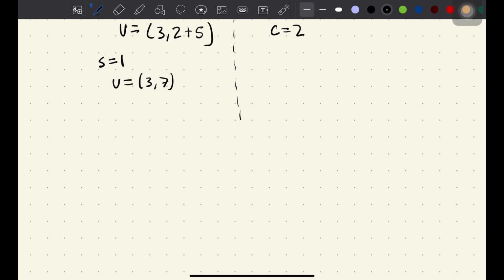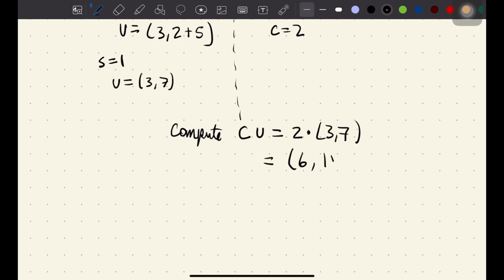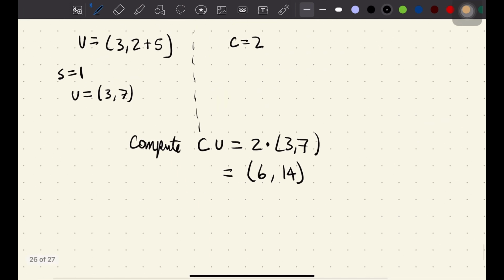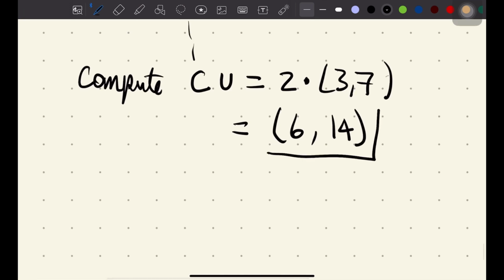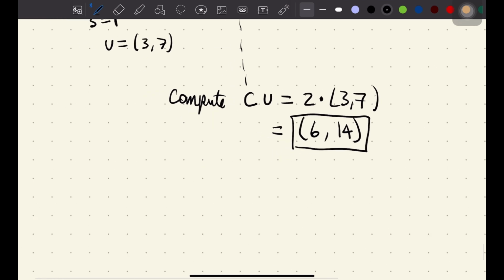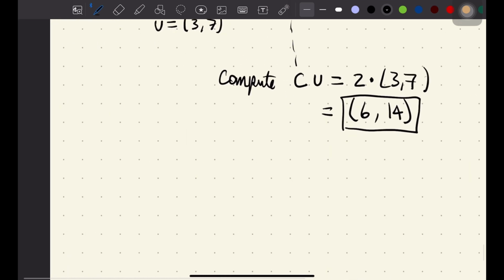So how do we do this? We just compute cu. In other terms, that will be 2 times (3, 7), or (6, 14). So with this answer, we need to check if it is in H.